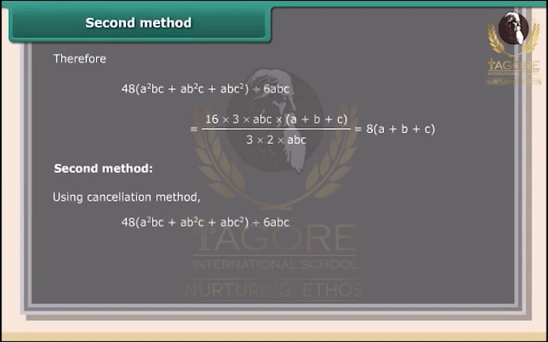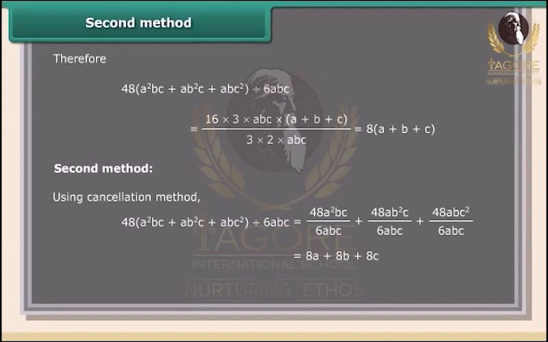48 a square bc plus ab square c plus abc square divided by 6abc is equal to 48 a square bc upon 6abc plus 48 ab square c upon 6abc plus 48 abc square upon 6abc, which is equal to 8a plus 8b plus 8c, which is equal to 8 into a plus b plus c.